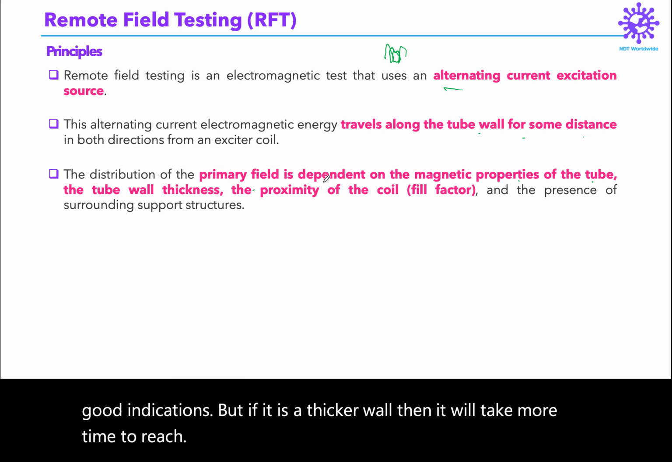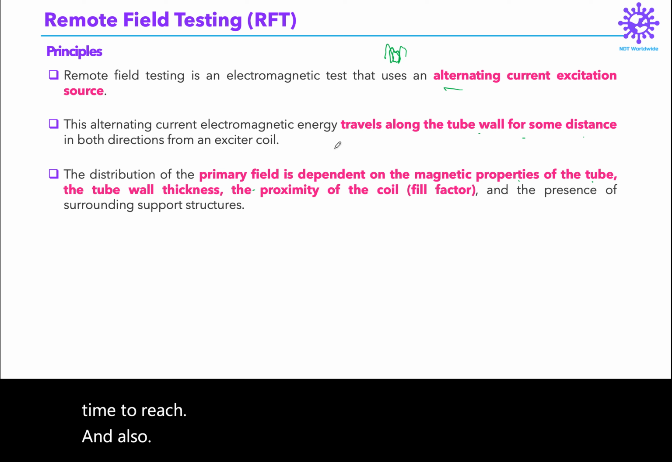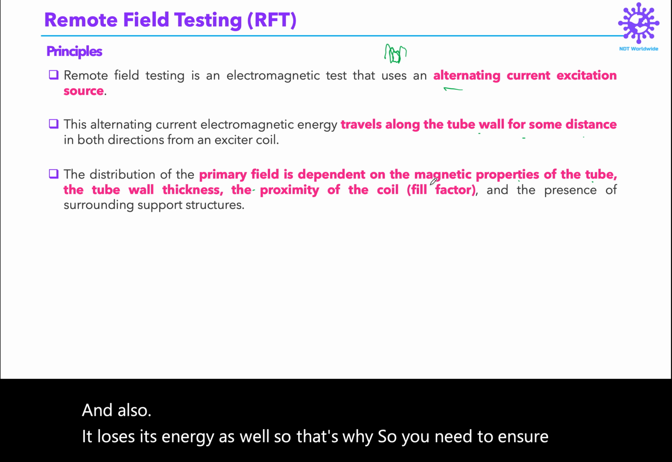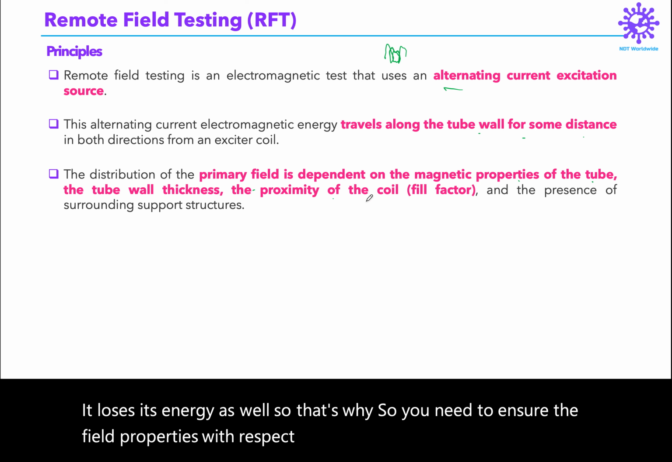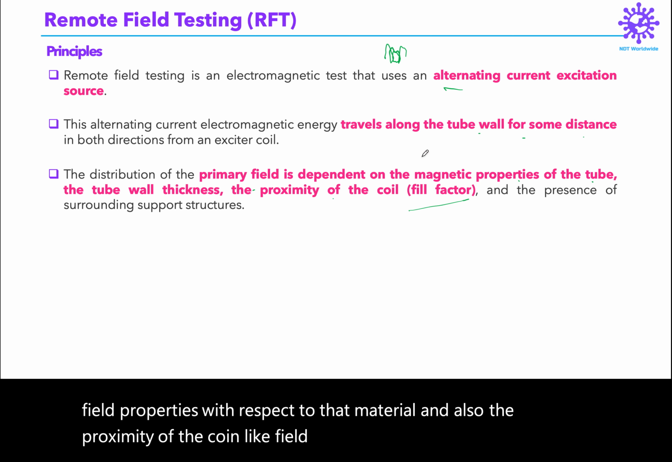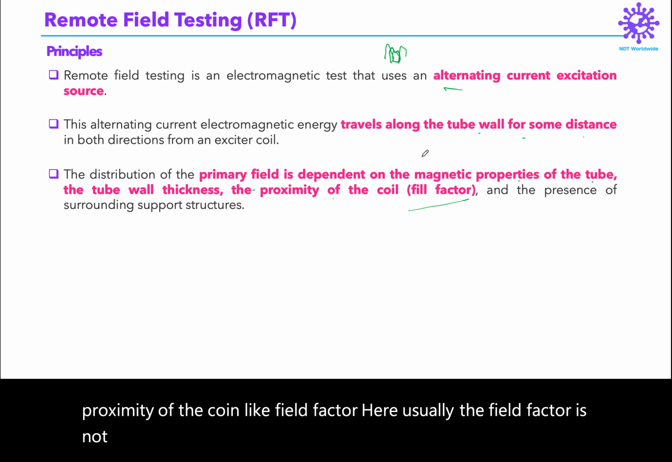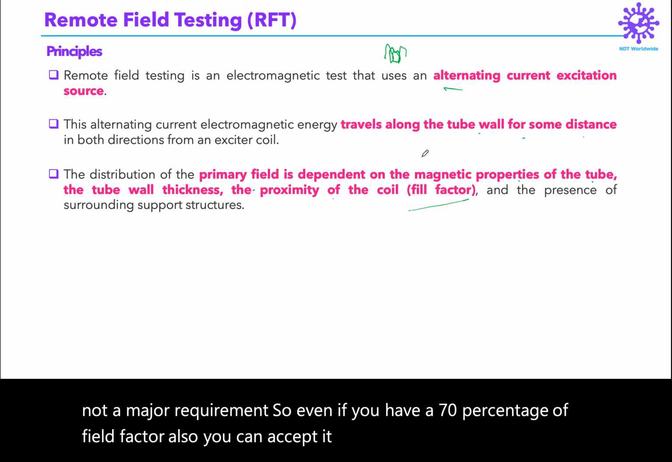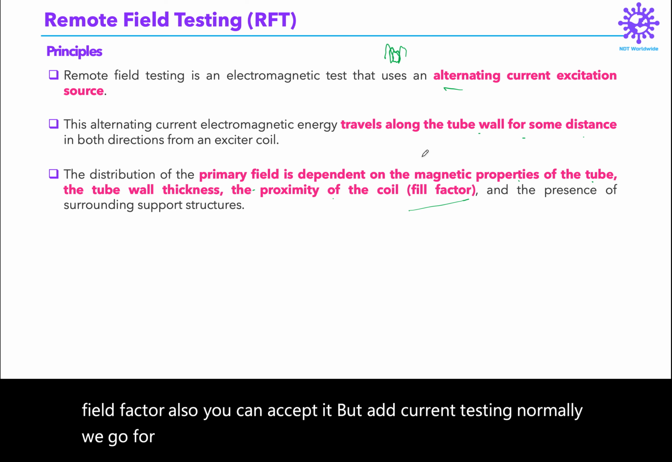It also loses its energy as well, so you need to ensure the field properties with respect to that material, and also the proximity of the coil, like the fill factor. Here the fill factor is usually not a major requirement. Even a 70 percent fill factor can be accepted, but in eddy current testing we normally go for 85%, 90%.